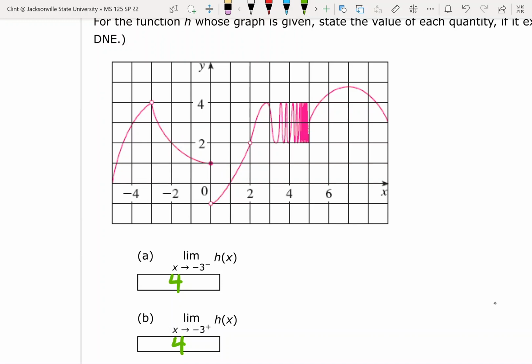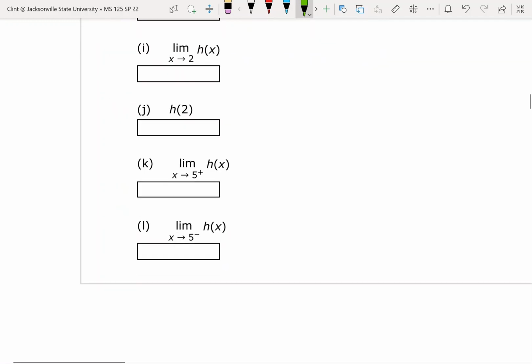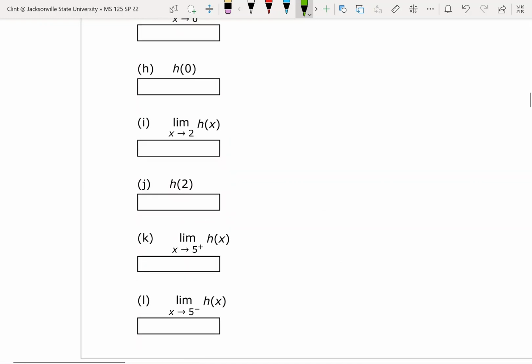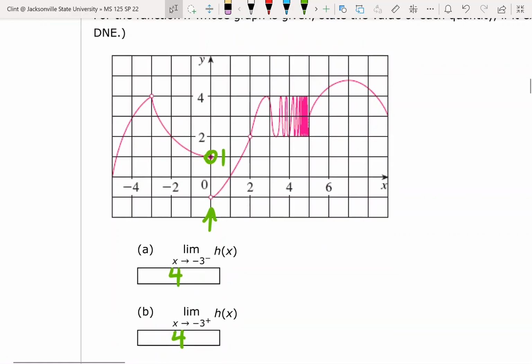And then the last part wants to know h of 0. So what's our function value right here? That's right there, at 1. And then I'm guessing we're doing 5. Oh, we got 2 and then 5. So limit as x approaches 2. What's that one going to be? 2. Yep. 2.